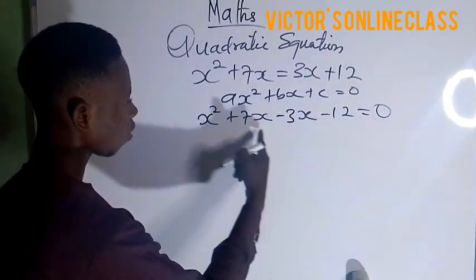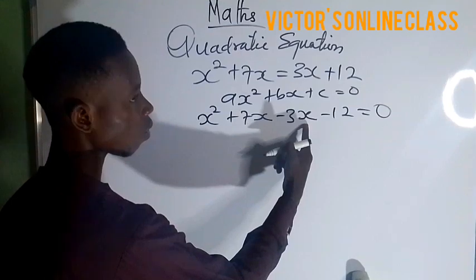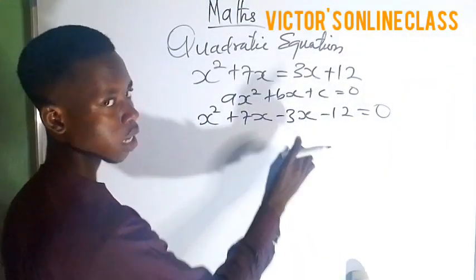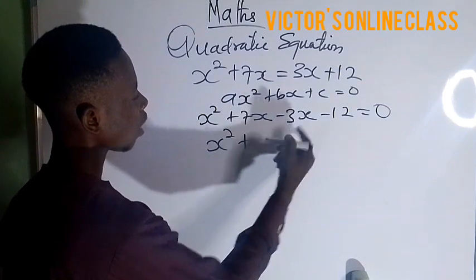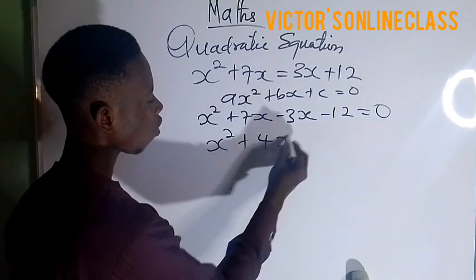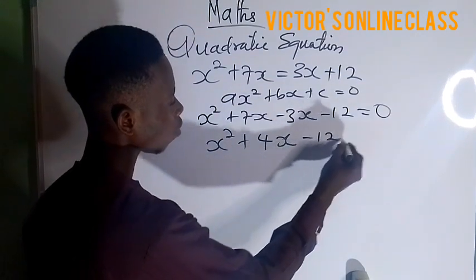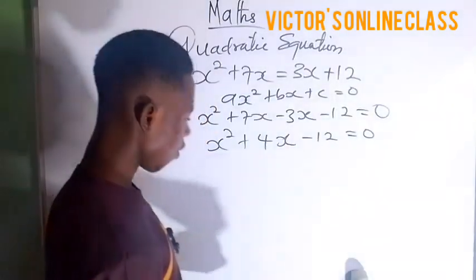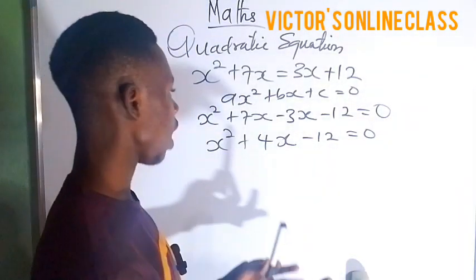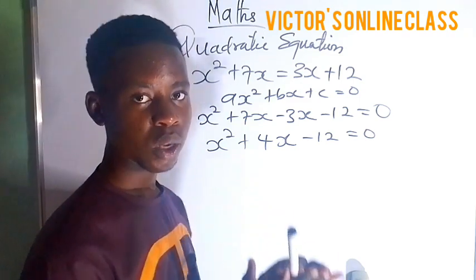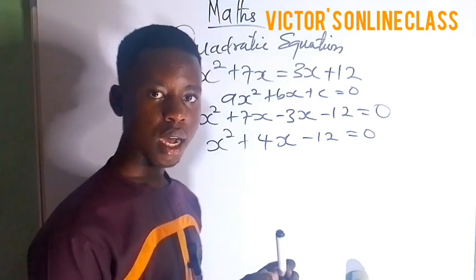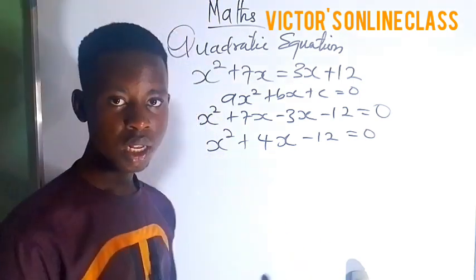Now if you look at it, you see that we have 7x minus 3x. These are algebraic terms. Now x squared plus 7x minus 3x, here we are going to have 4x minus 12. Now you have ended up arranging this in quadratic form. Now you will solve the quadratic equation.